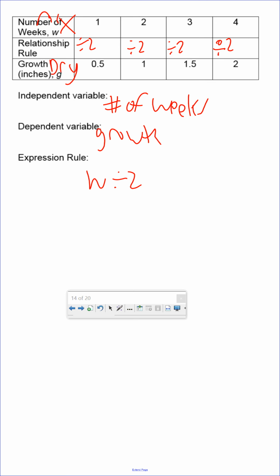What's another way to say divide by 2? We can multiply by what fraction? If you do the reciprocal of 2, then it'll be multiplying by a half. So it could be half of the number of weeks. Half of the weeks will show you how much it grew. So if you have 4 weeks, half of that, it grew 2 inches. So the growth depends on the number of weeks.